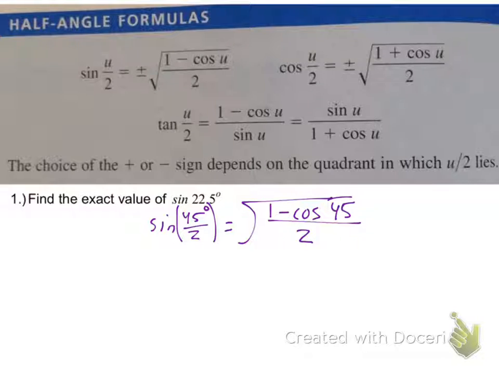What is the cosine of 45? Square root of 2 over 2. So, 1 minus square root of 2 over 2, all over 2.